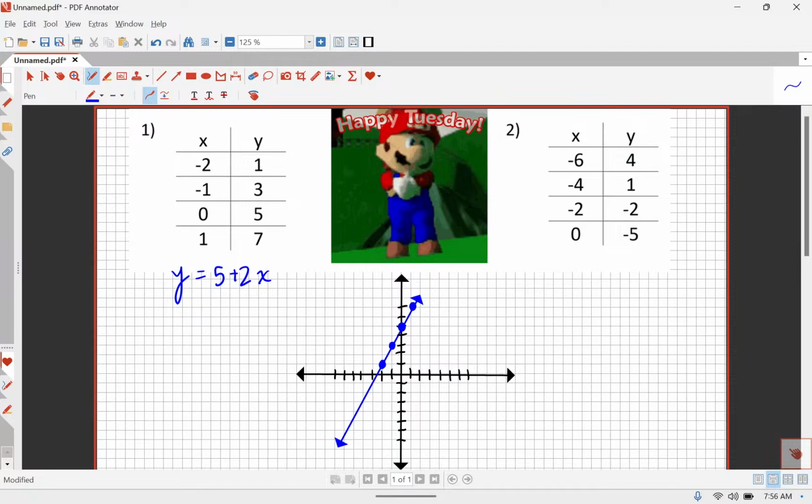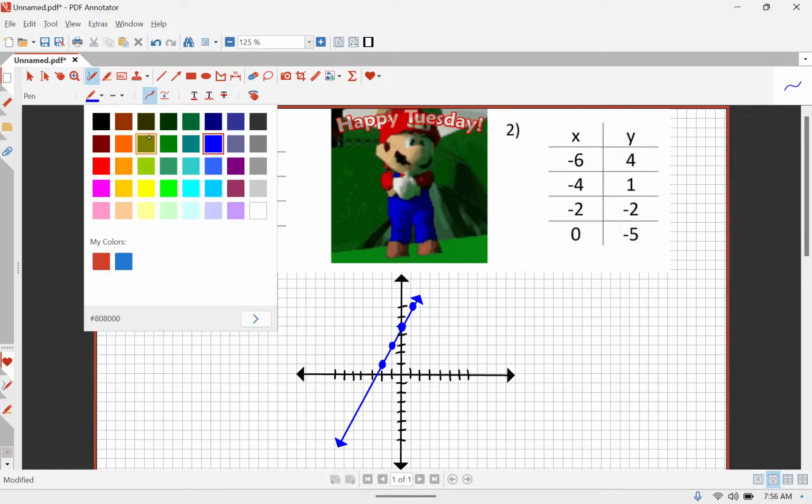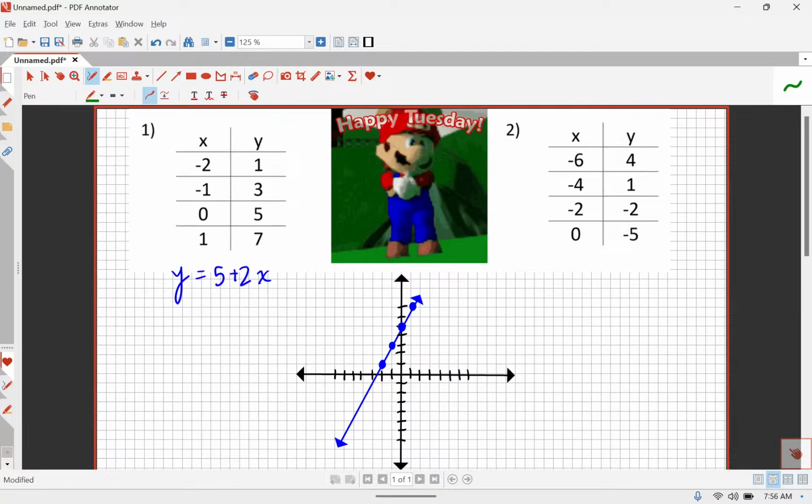All right, let's see here. How about numero dos? We'll get that one in green. We're going to go negative 6, 1, 2, 3, 4, 5, 6, 1, 2, 3, 4. Negative 4, comma 1. There we go. And then negative 2, comma negative 2. And 0, comma negative 5. 1, 2, 3, 4, 5. Perfect, thank you. Let's see here. Yeah, he'll be there in a minute. Okay.